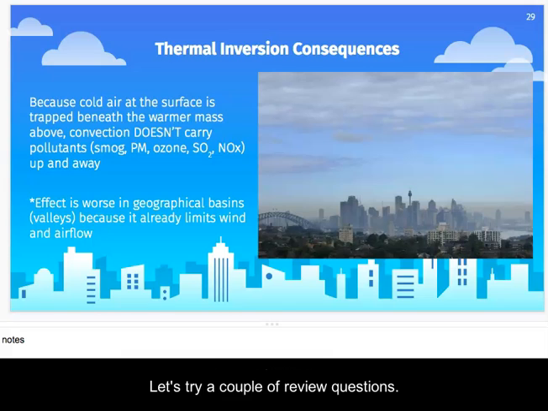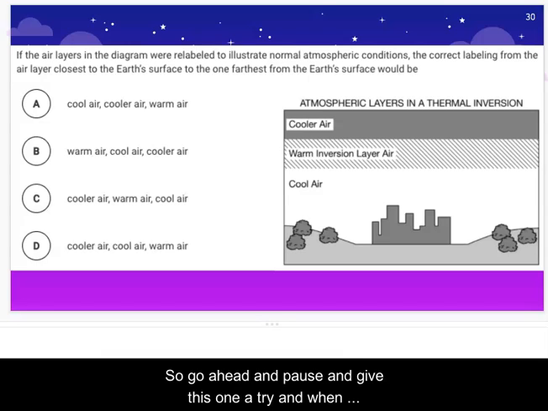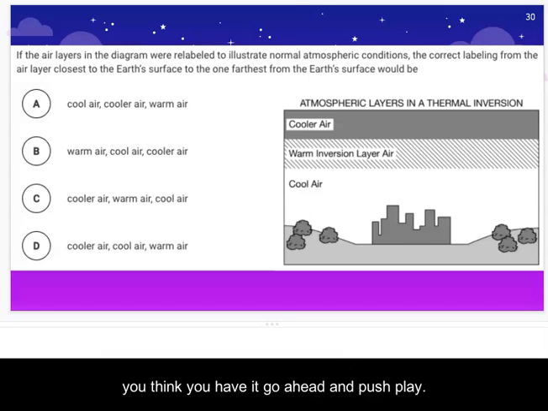So let's try a couple of review questions. Go ahead and pause and give this one a try. And when you think you have it, go ahead and push play.